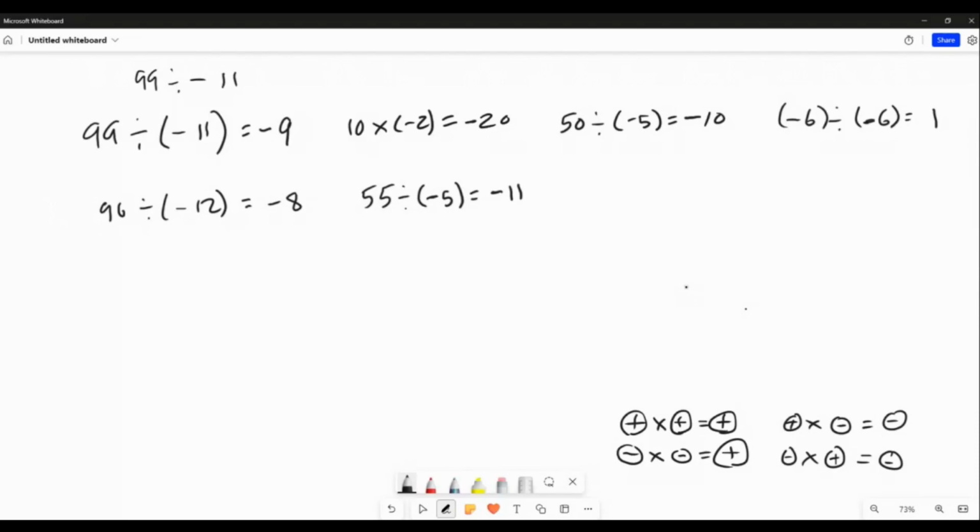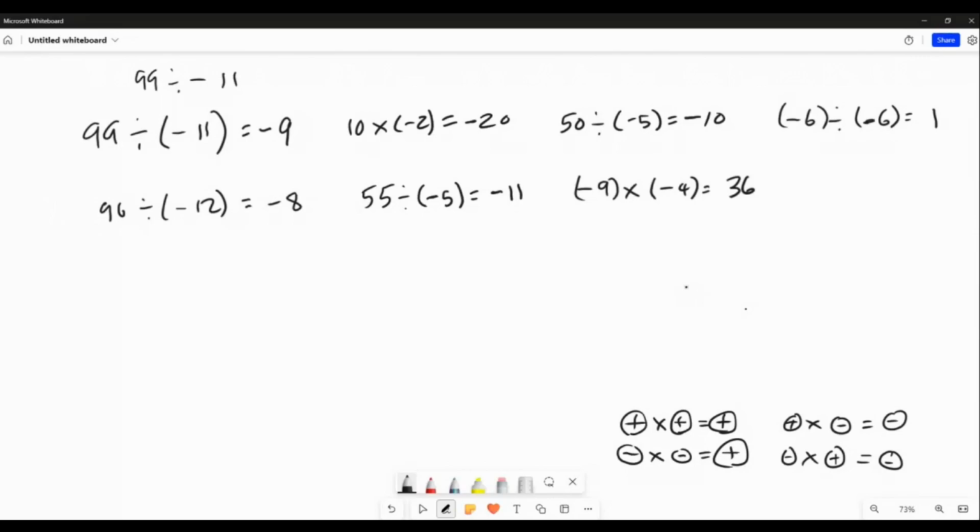All right, on the next one, what if I had -9 times -4? Okay, correct. 9 times 4 is 36. When the signs are the same, our answer is positive. A negative times a negative is a positive.